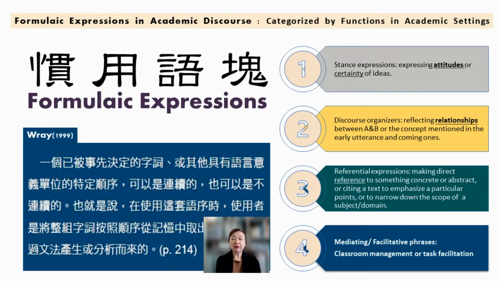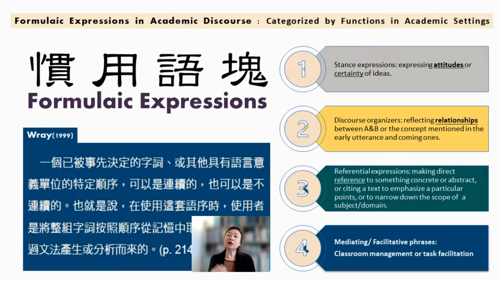Last time, we already talked about the way we can apply formulaic language and the importance of it. After learning about the 4 categories of formulaic expressions, I figure we could look into more examples to really review the language functions of each type. The first one, stance expressions. It allows us to express attitudes or certainties of ideas.